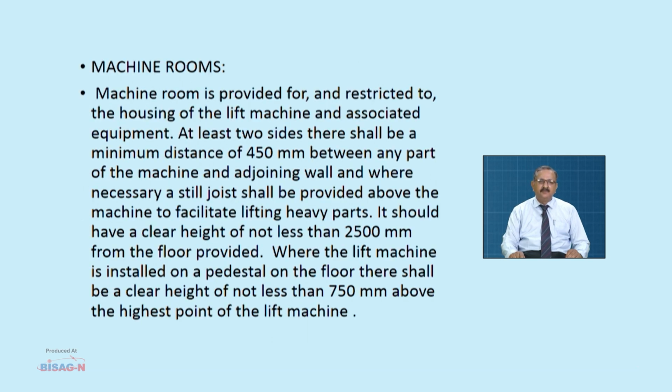Next important part of the lift is machine rooms. Machine room is provided for and restricted to the housing of lift machine and associated equipment. On at least 2 sides, there shall be a minimum distance of 450 mm between any part of the machine and the adjoining wall, and where necessary a steel joist can be provided above the machine to facilitate lifting heavy parts. It should have a clear height of not less than 2500 mm from the floor provided. Where the lift machine is installed on a pedestal on the floor, there shall be a clear height of not less than 750 mm above the highest point of the lift machine.